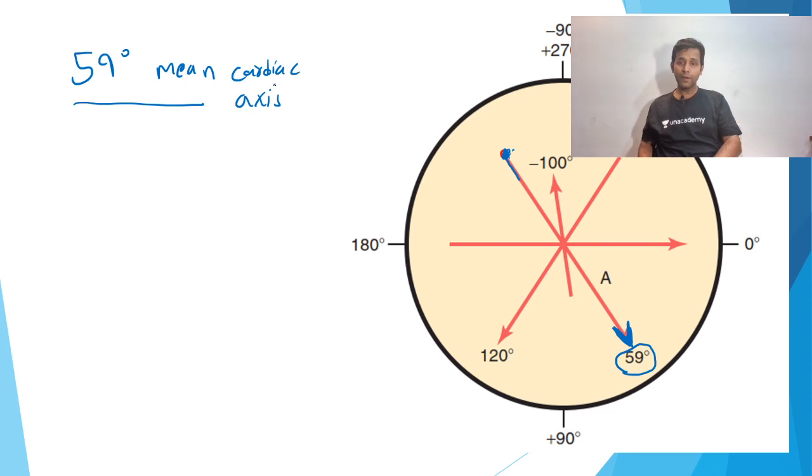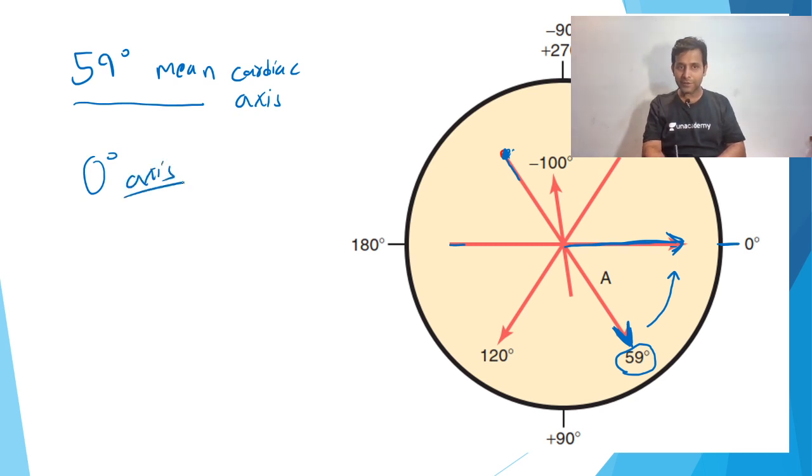Now, if we consider that this arrow, or this axis, moves in an anti-clockwise direction and reaches zero, it means the axis becomes very much lateral or horizontal. Then we can say that zero is the axis now. So zero can be considered as a reference axis.